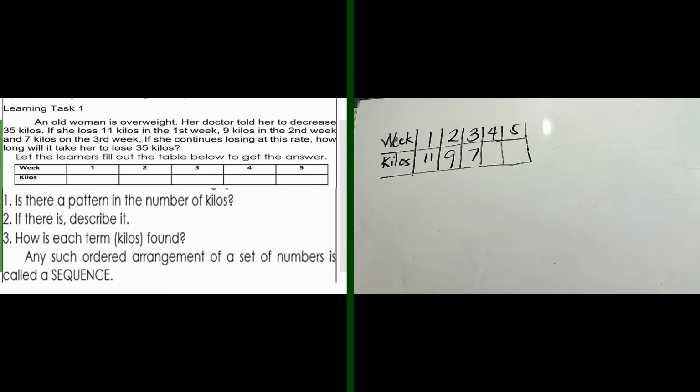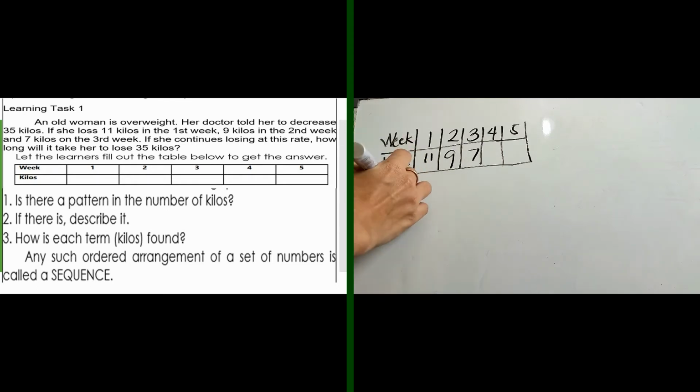Is there a pattern in the number of kilos? So let's describe it. First week we have 11. Second week we have 9. So it can be seen that we deducted 2. So we can have 11 minus 2 is equal to 9, or we can say that 11 minus 9 is equal to 2. And then 9 minus 7 is also 2.